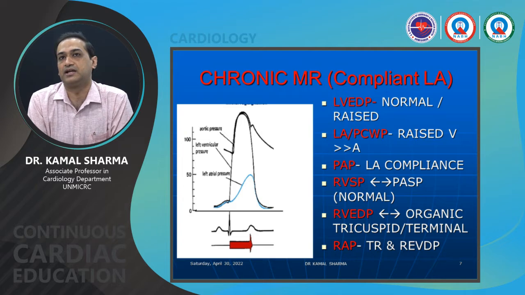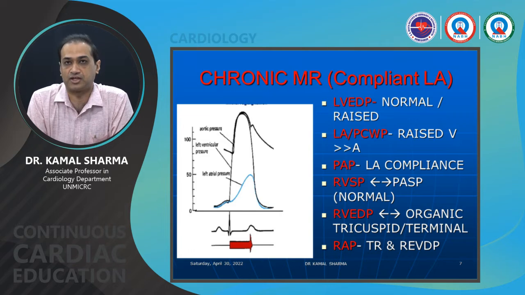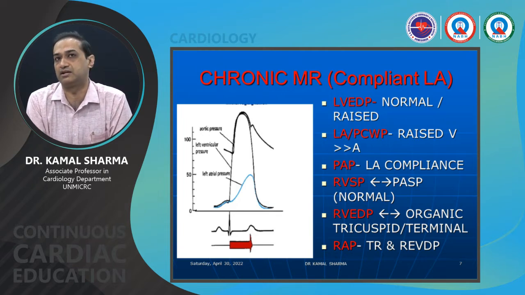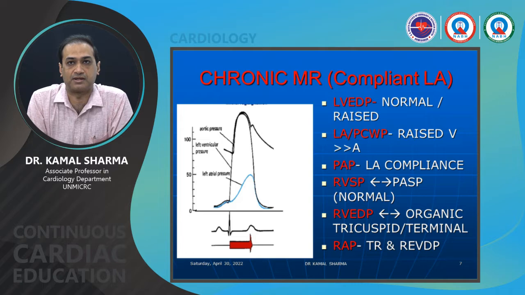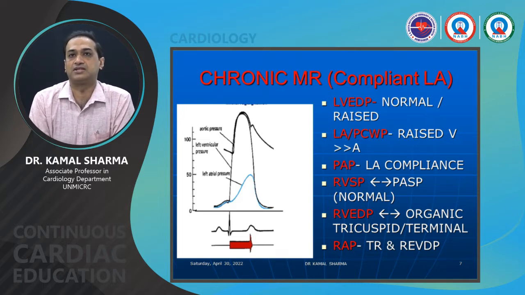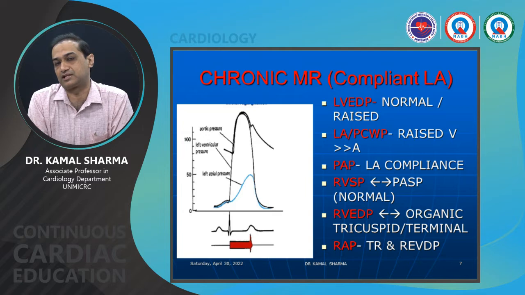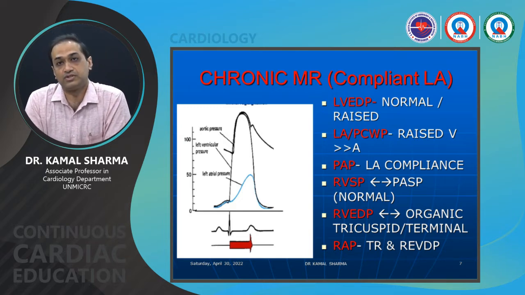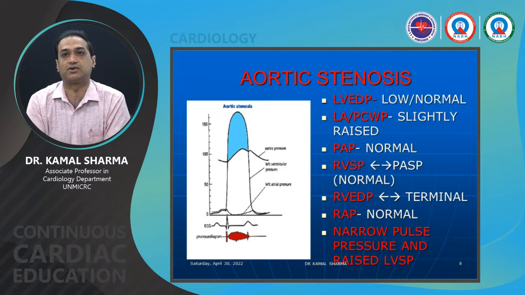In non-compliant and acute MR, you would have an earlier rise in the PA systolic pressure. RVSP would usually be normal unless pulmonary hypertension develops because of acute MR or the patient going into LV dysfunction, or as the MR becomes chronic, reactive changes or associated valvular lesions can lead to pulmonary hypertension. RV end diastolic pressure is hence sometimes reflective of organic tricuspid or terminal disease, and a rise in RV end diastolic pressure is usually a terminal event. RA pressure is again reflected by TR and RV end diastolic pressure.